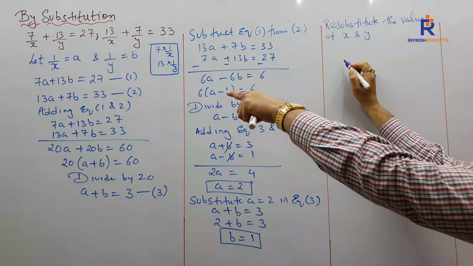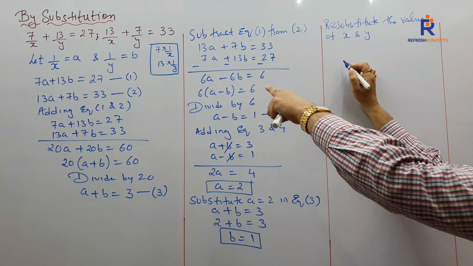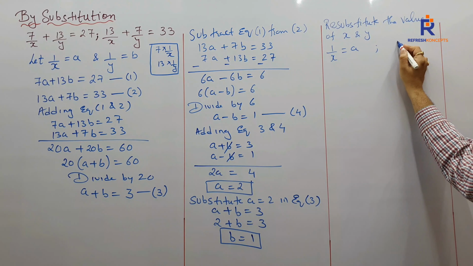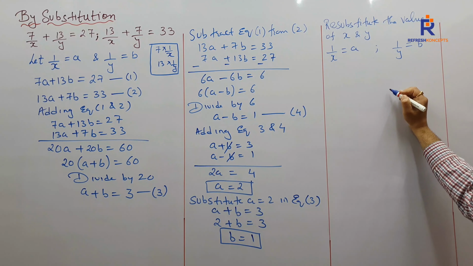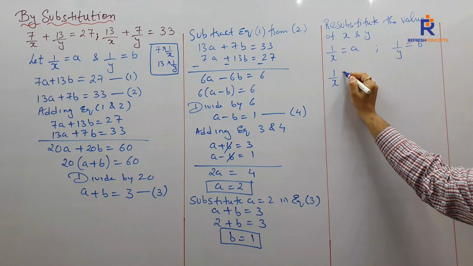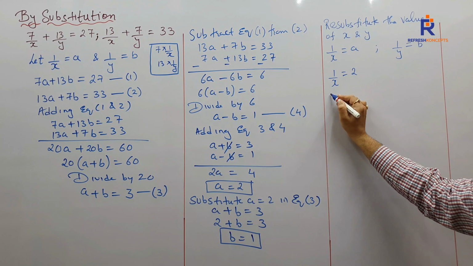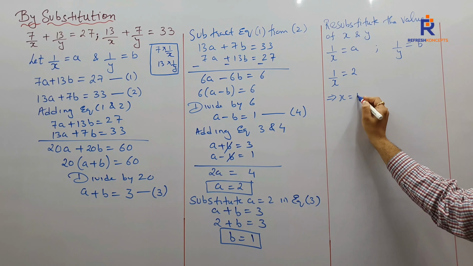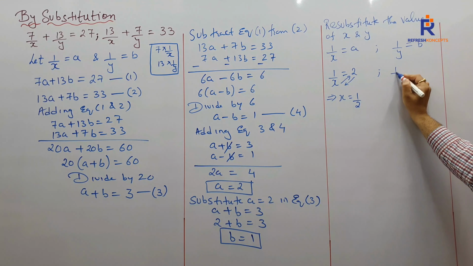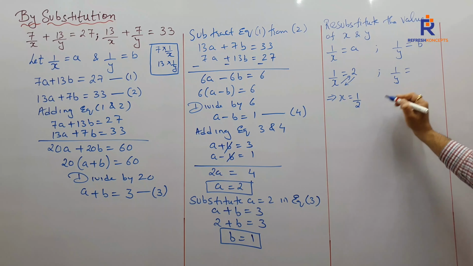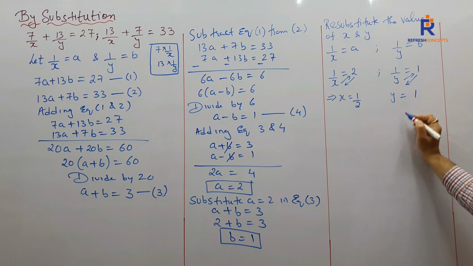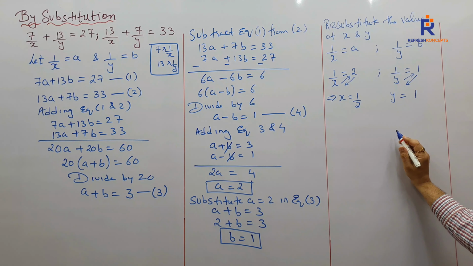So what was x taken as? 1 by x is taken as a and 1 by y is taken as b. So I'll say 1 by x is a. Simultaneously I'm writing since I have space. If you don't have space in your answer sheets, you can write one below the other. 1 by x is a, 1 by y is b. 1 by x, what is the value of a did we get? We got a as 2, which implies x is nothing but half. Likewise, 1 by y is b and b is nothing but 1. Your y turns out to be 1 by 1, which is 1.